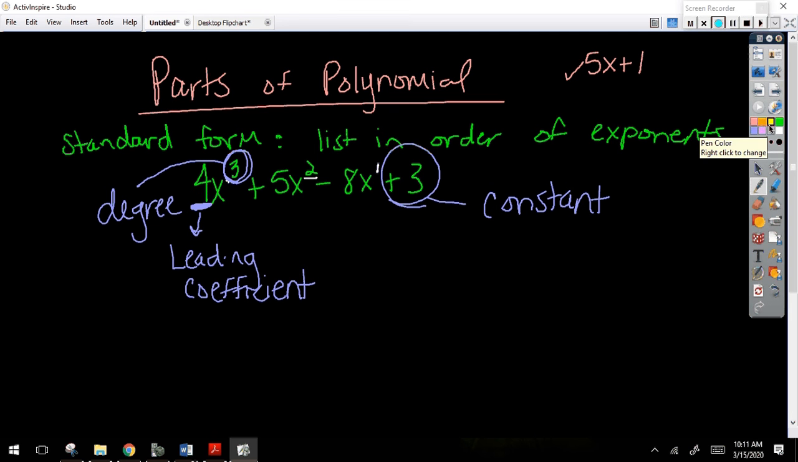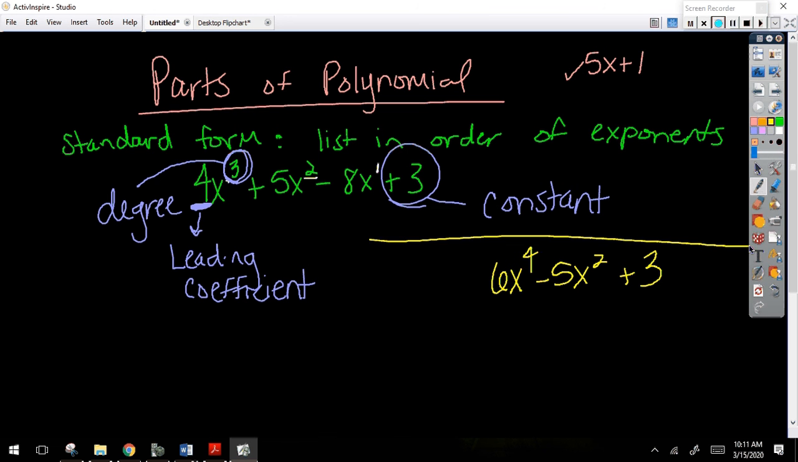Now, let's say I had this equation here. My first question is, is it a polynomial? Yes, this is a polynomial. All the coefficients are real numbers and all of the exponents are positive whole numbers.